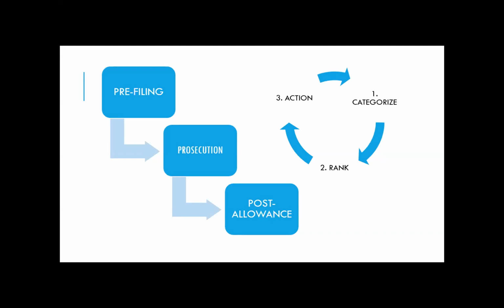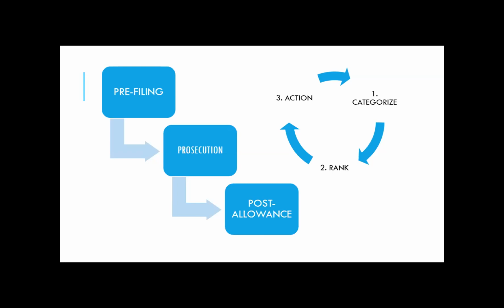So I've got a curation circle over there, which really starts off with the idea of categorizing, then ranking, and then actioning. And the actioning is really where the rubber hits the road. So, for example, in the pre-filing, your actions are going to be: are you going to approve this disclosure for filing, or are you going to decline it? Or, are you perhaps going to keep it as a trade secret?